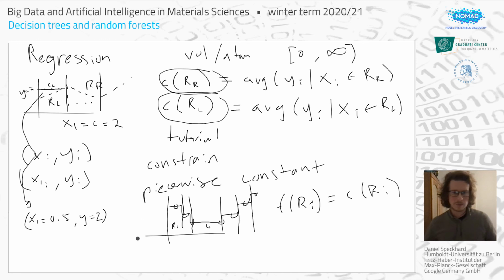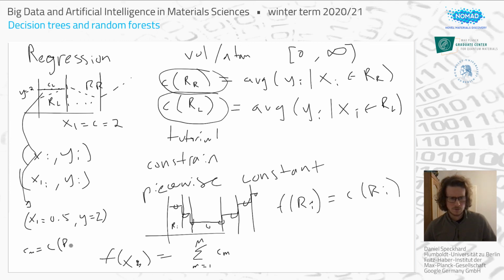Okay, so we have this piecewise constant function, and we can represent it with a single function again. We can have some f of x. Let's imagine there's just one variable, doesn't have to be. And we look over all of our regions. So maybe we have big M regions, and we have this C of M. So I'm saying C of M is equal to the constant of that region M.